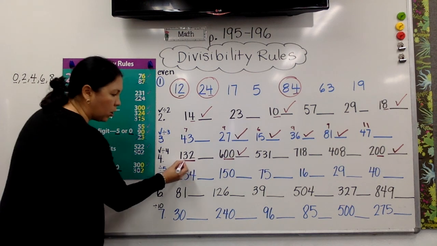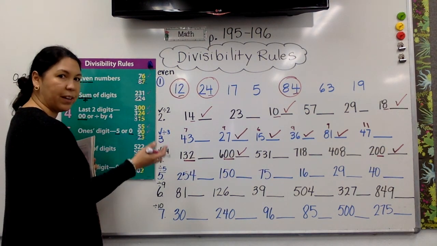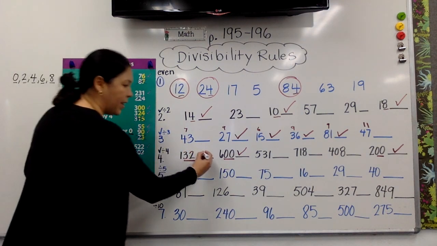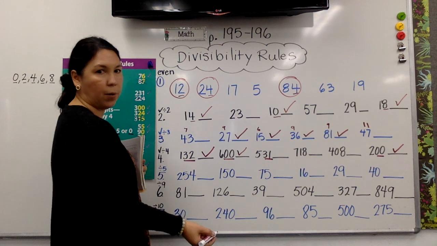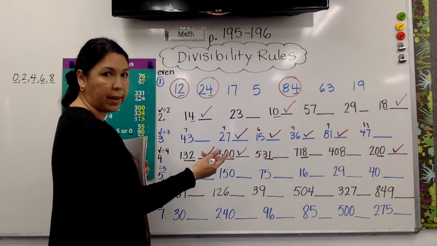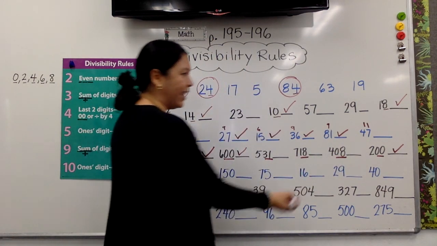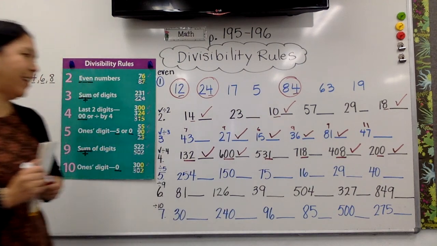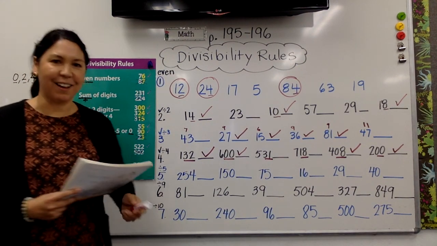So can 4 go into 32? 4, 8, 12, 16, 20, 24, 28, 32. Yes. Can 4 go into 31? No, no check mark. Can 4 go into 18 perfectly? 4, 8, 12, 16, 20, no. Can 4 go into 8 perfectly? Yes. All right, check and see if you got those right. This is kind of a weird, different way of thinking about math.